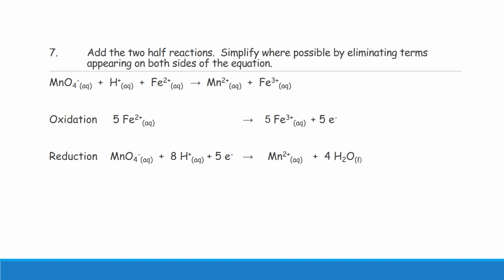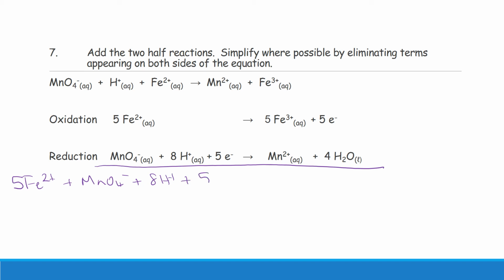Now that we've got the same number of electrons on both sides, we add the half-equations together. It becomes a big add up. We add the reactants together and we add the products together. So adding the reactants, we have 5 Fe2+, add permanganate, add 8 hydrogen ions, add 5 electrons, goes to 5 Fe3+, add 5 electrons, add Mn2+, add 4 water.